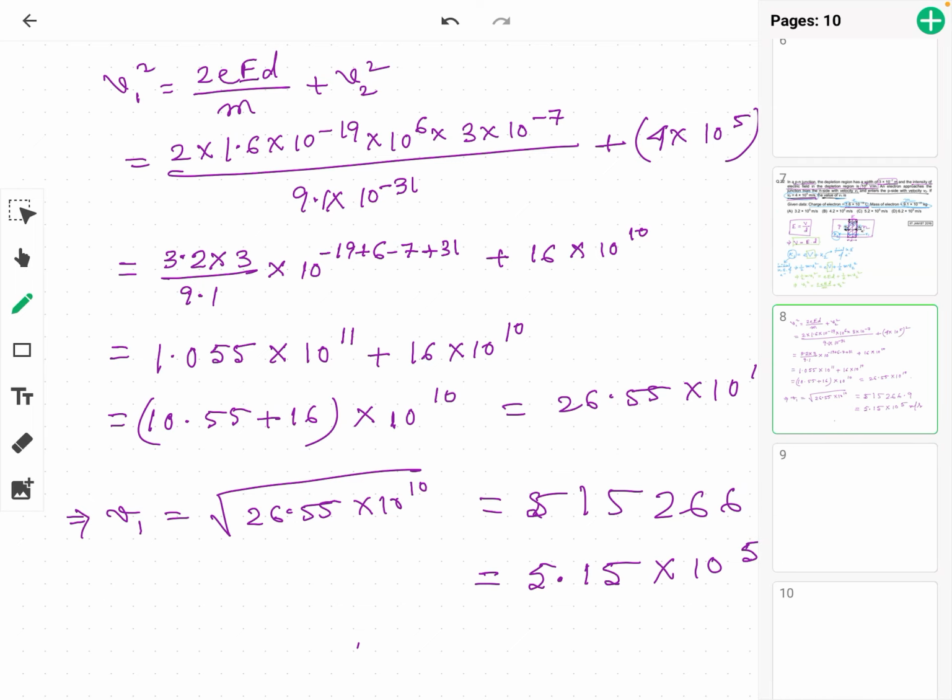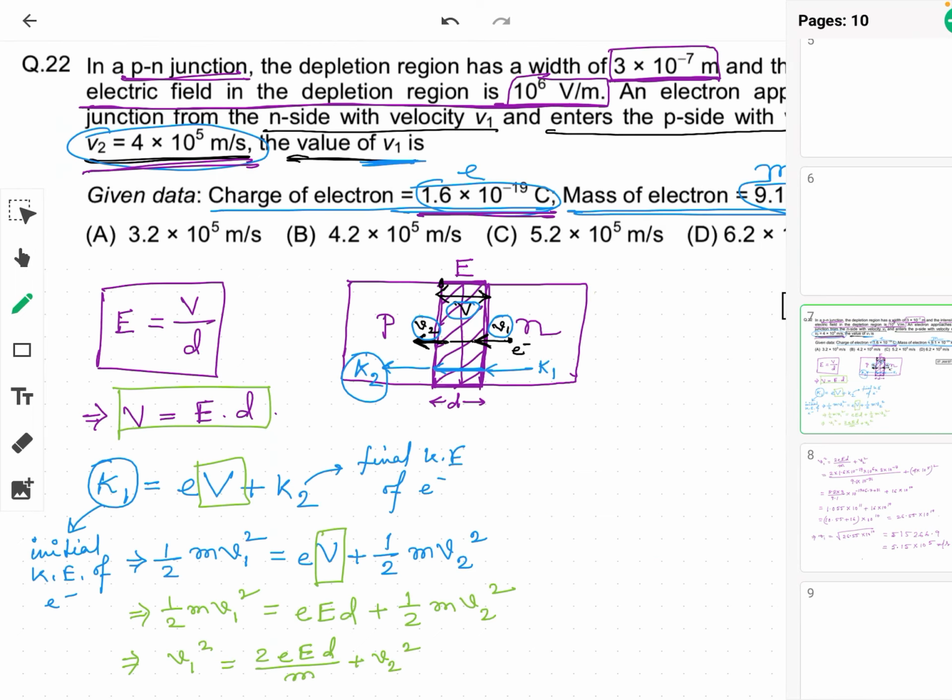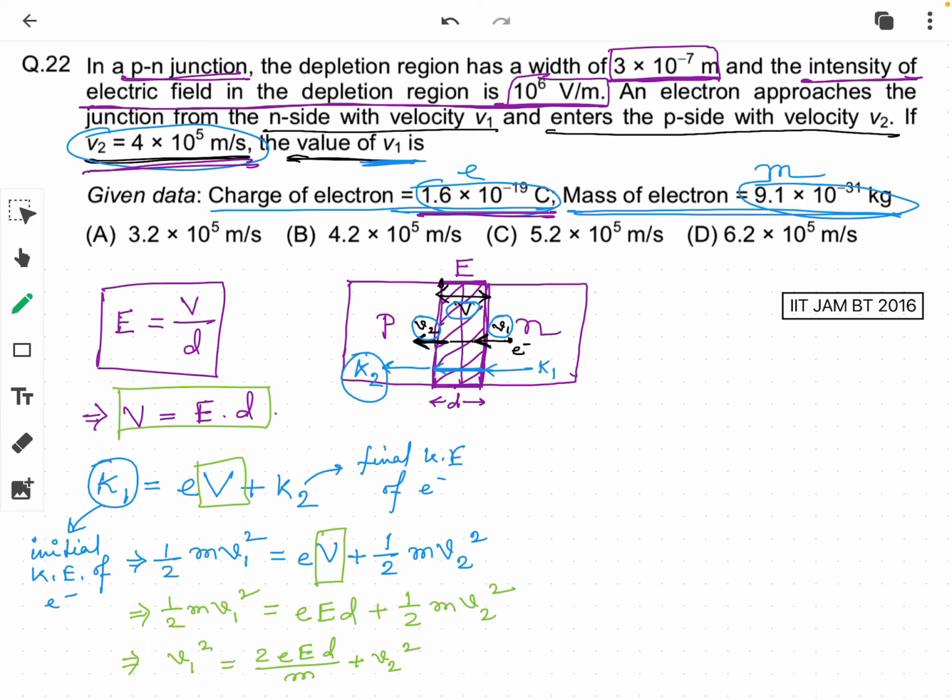Now let's see the options. We got 5.15, so our options don't match except this one. Here is 5.2 into 10 to the power 5 meter per second, so it is the approximate answer. Option C is our answer here, 5.2 into 10 to the power 5 meter per second.